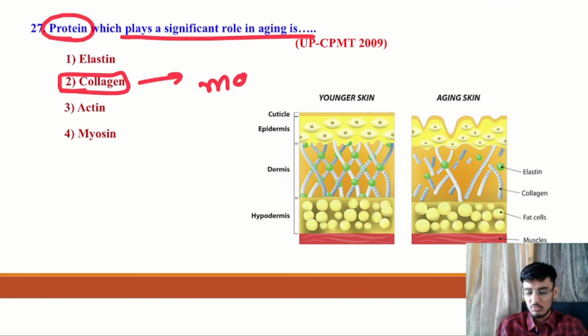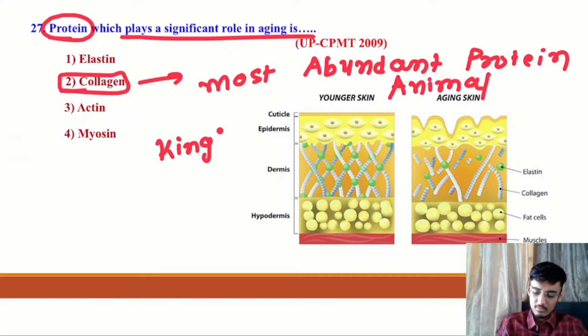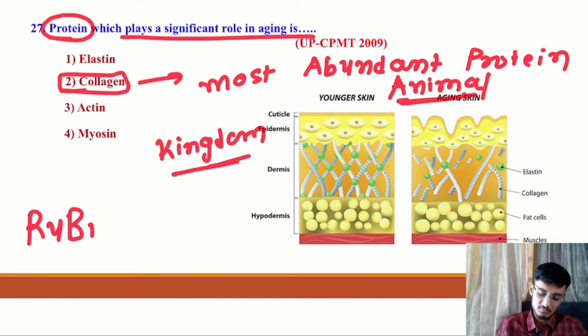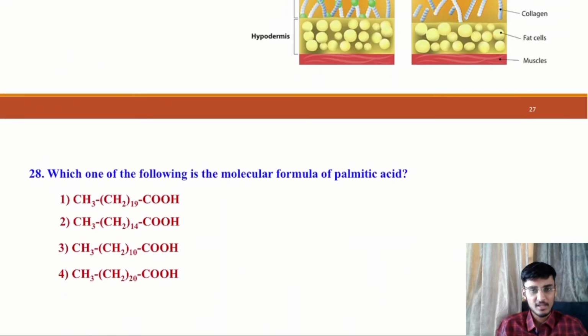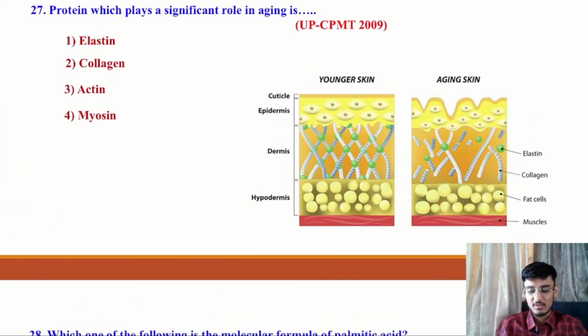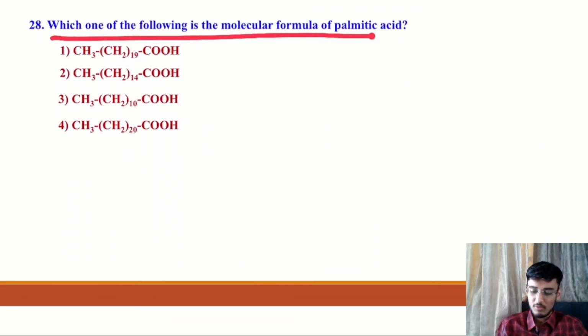Collagen is the most abundant protein in the animal kingdom. But the most abundant enzyme or protein in the biosphere, your answer should be Rubisco. Always keep this in your mind. For the animal kingdom you can give the answer collagen, but in the biosphere you give the answer Rubisco. Which one is the molecular formula of palmitic acid?